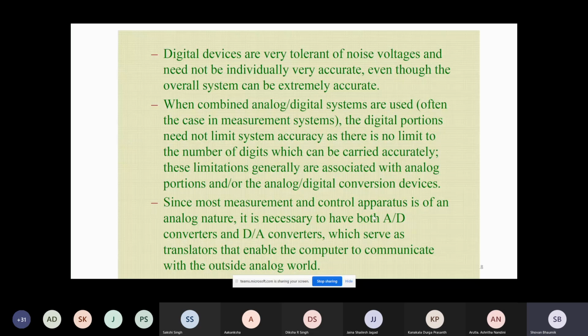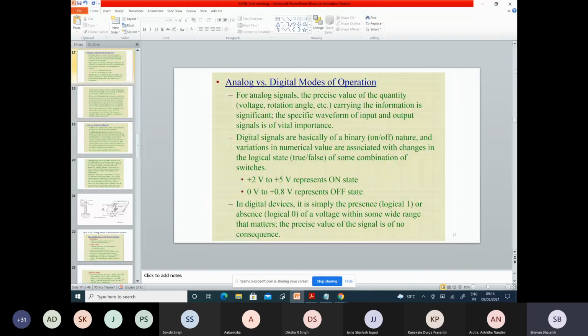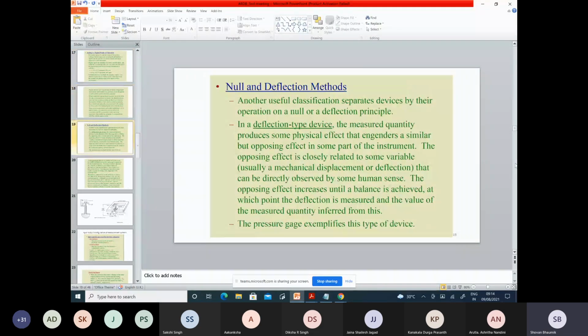So these are the ways the digital and analog modes of operation work. Okay. Now tell me if you have any query up to this point.